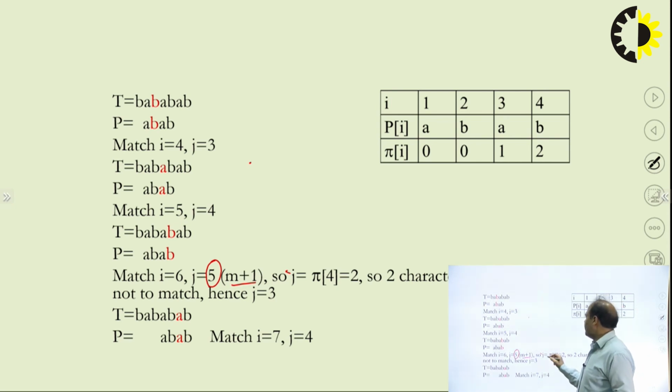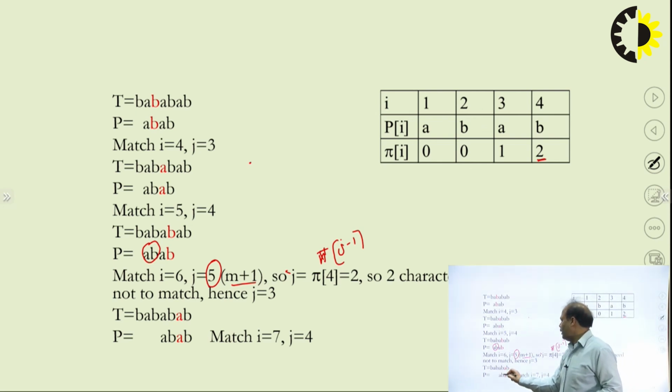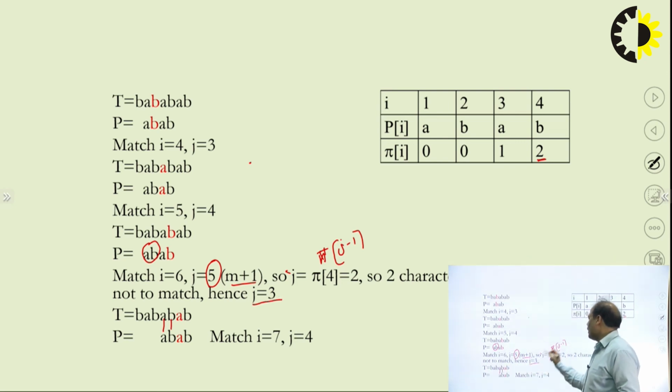So you need to consult pi J minus 1. J is 5, so pi 4 will be 2. It will tell you that 2 matches are already there. So in the next matching, please don't compare these 2 matches, right? You see here they are already matched, so we are not comparing them. So matching will start from J equal to 3, because J is 2 and whatever answer is coming you increase by 1. So this is matching, this is matching. Only 2 comparisons are made.